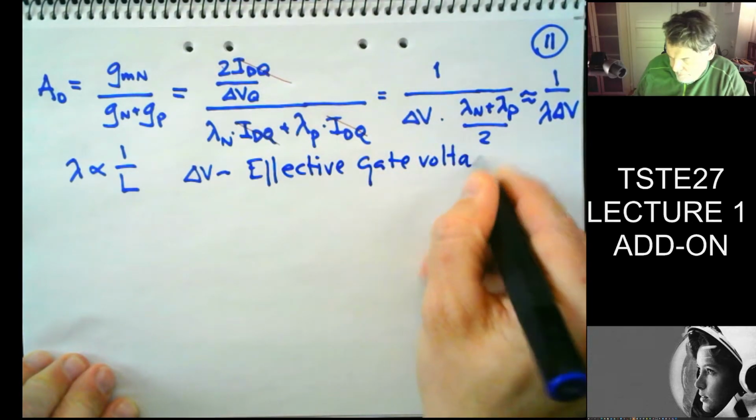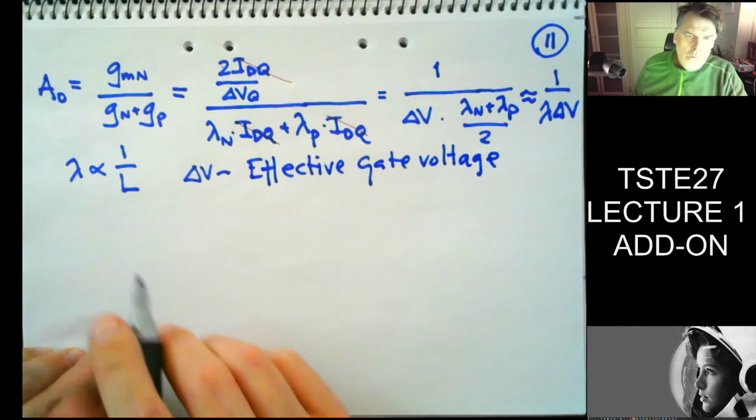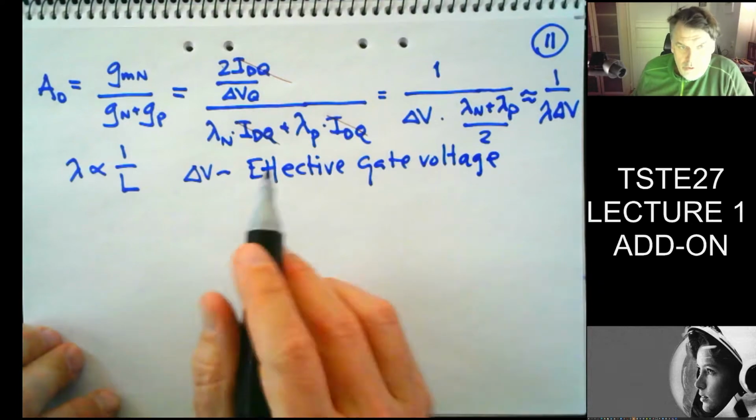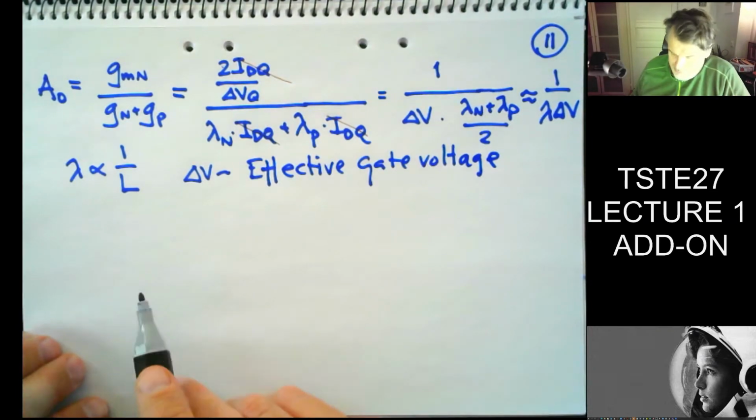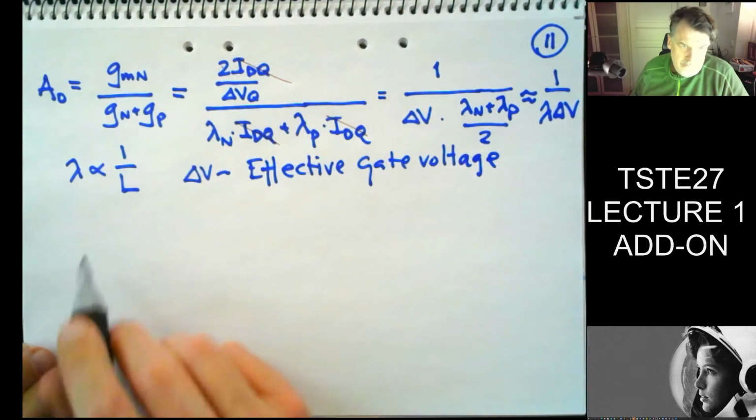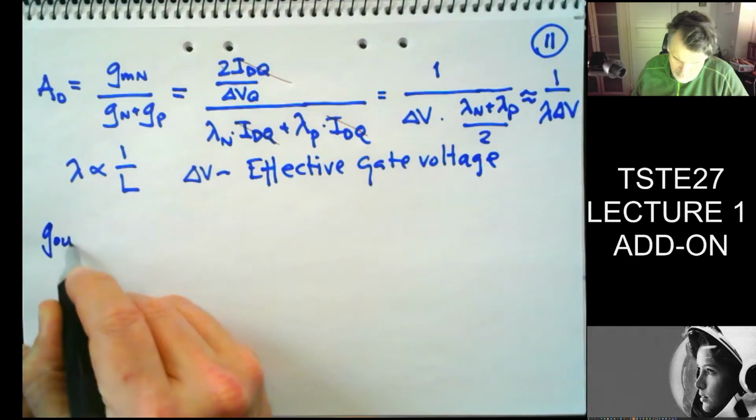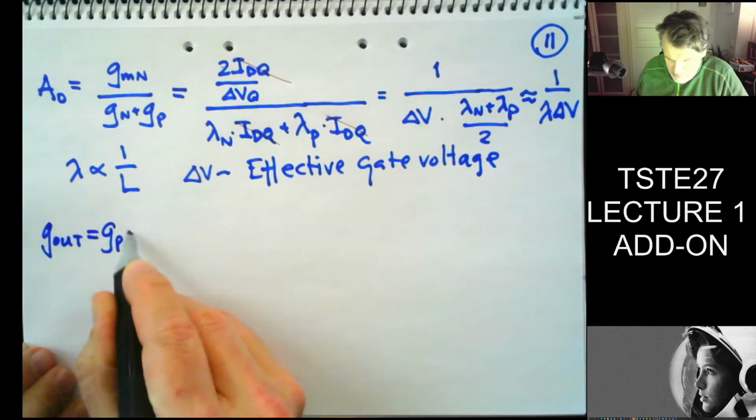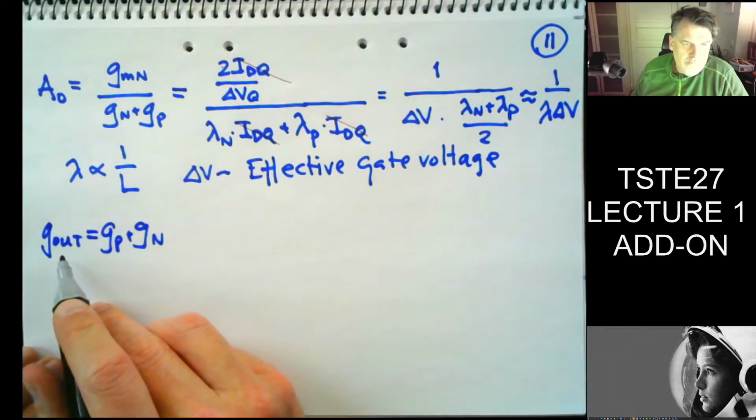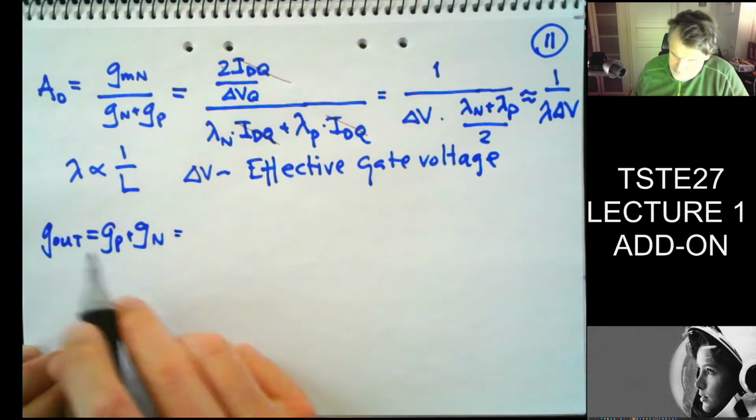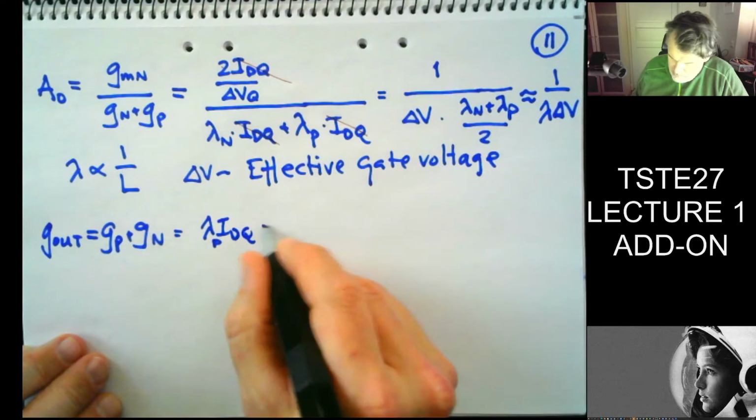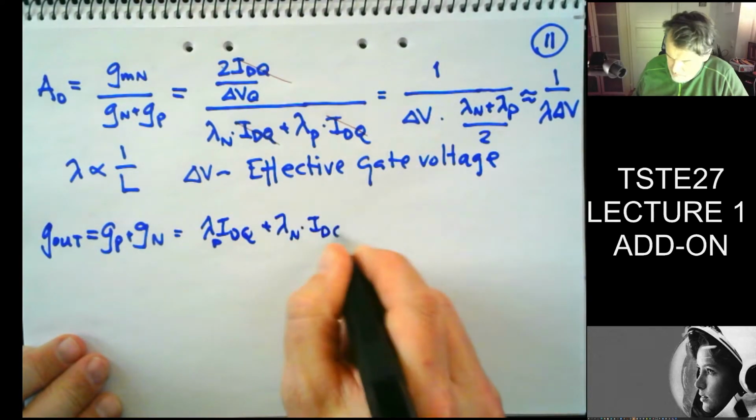Gate voltage. And that's essentially the level above the threshold voltage that we select as a DC operating point at the input. Let's look at the other parameters. We have G out, which I introduced now, which is GP plus GN. So that's my output conductance. And that's now obviously lambda P IDQ plus lambda n IDQ.